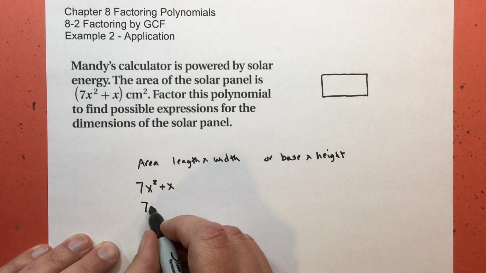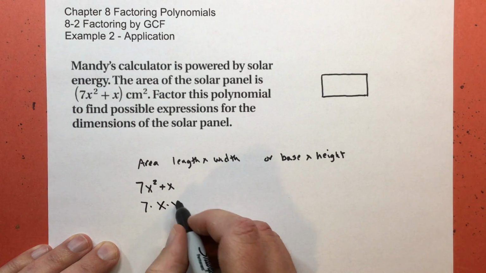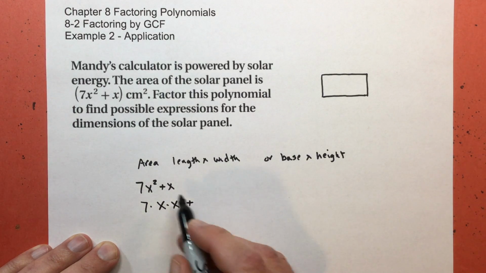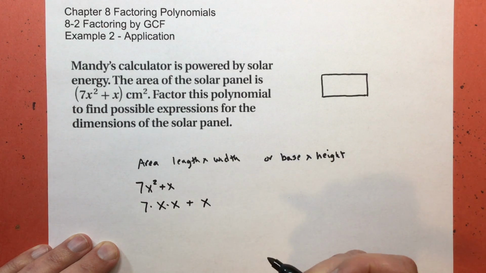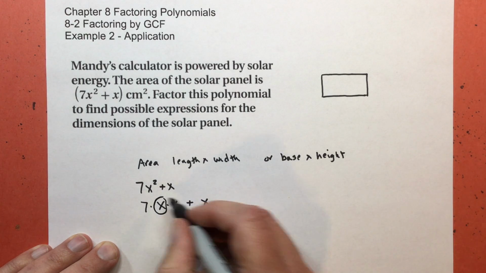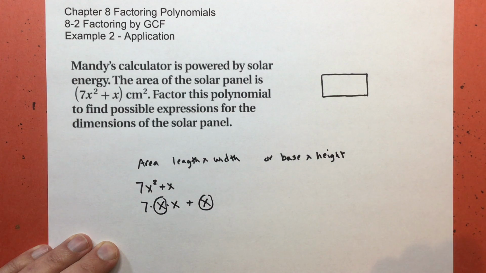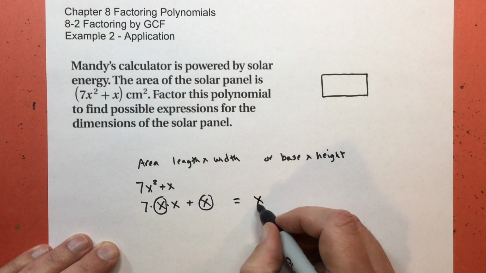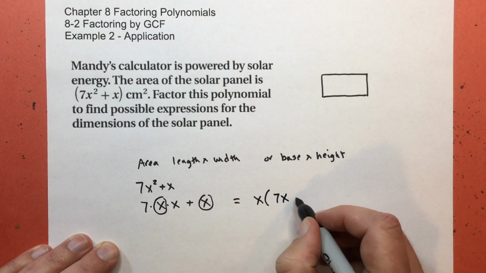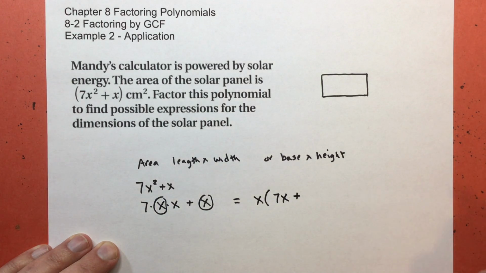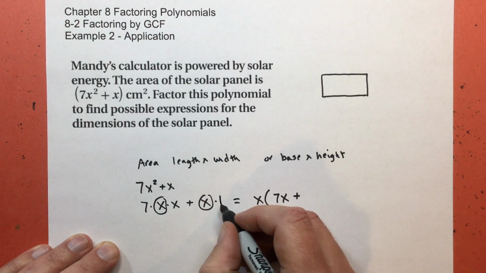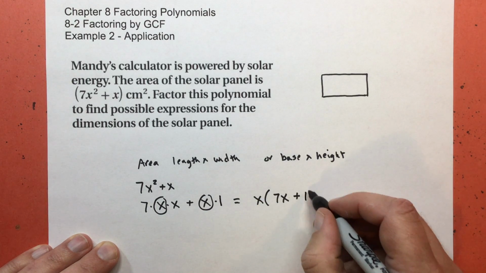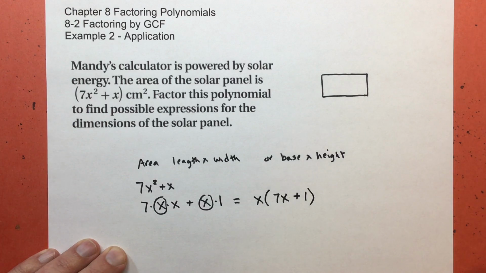So 7 is prime. x to the second power is x times x. x is just x. And both of them have a common factor of x. So this is going to equal x times 7x plus something. Now if I take everything away here, what got left behind? Not 0. Remember, I always have the hidden 1 when I'm multiplying. So that's 7x plus 1.